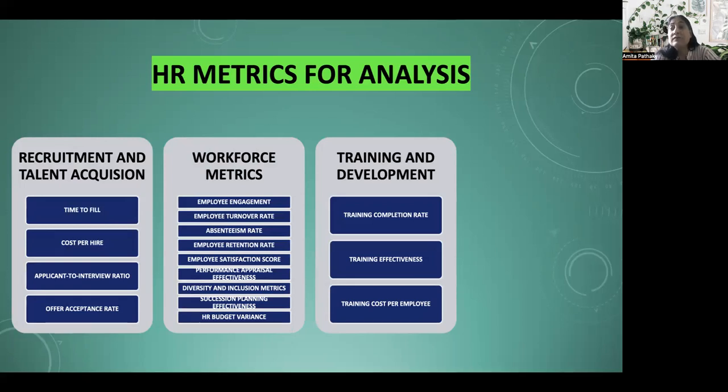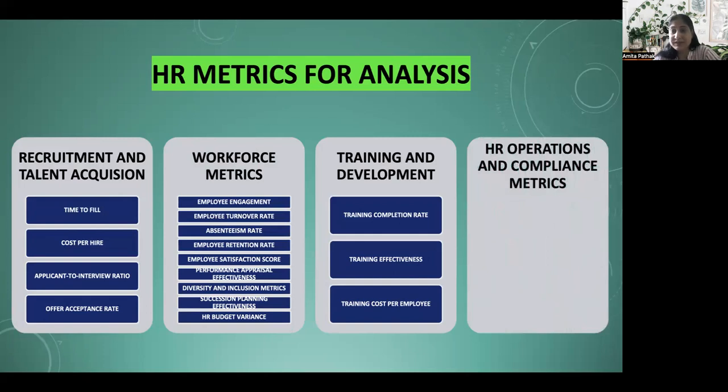We do have ample metrics as per the needs of the organization and as per the requirement of the function. We can apply different types of analysis and the metrics may vary. But broadly, I am just covering a few metrics here. HR operations and compliance metrics.